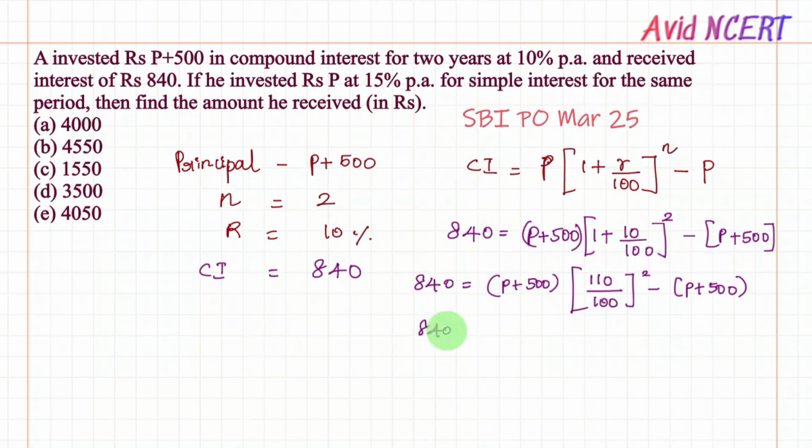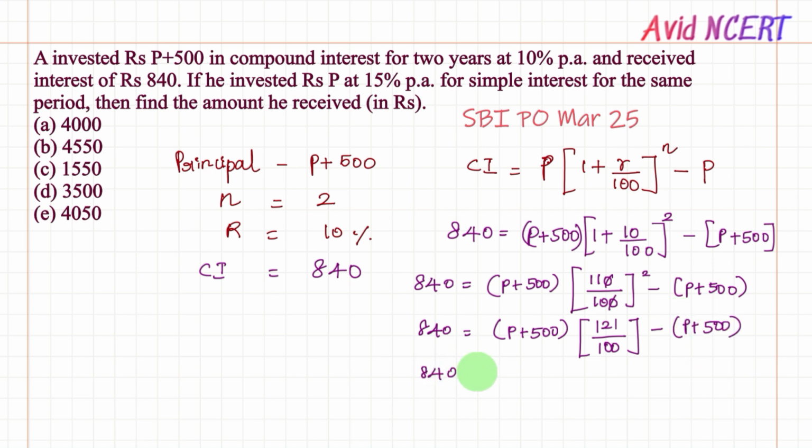So 840 equals P plus 500. Simplifying this, the 0 gets cancelled. So 11 squared is 121 divided by 10 squared, which is 100, minus (P plus 500). Multiplying this inside, let's take it as a decimal. Whenever there are 2 zeros in the denominator, we keep the decimal point 2 digits from the right. So 1.21. Therefore, when multiplying, it becomes 1.21 P plus 500 times 1.21.